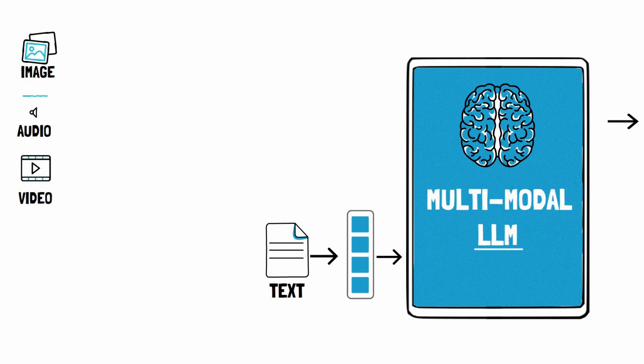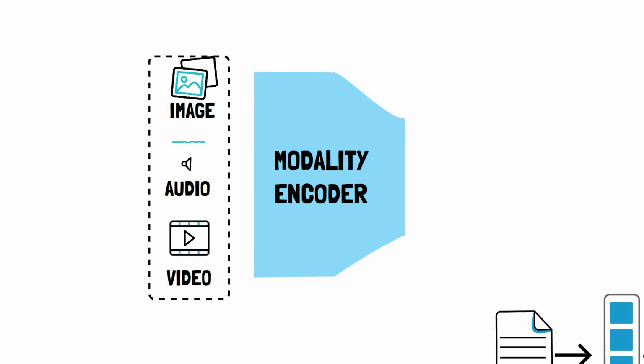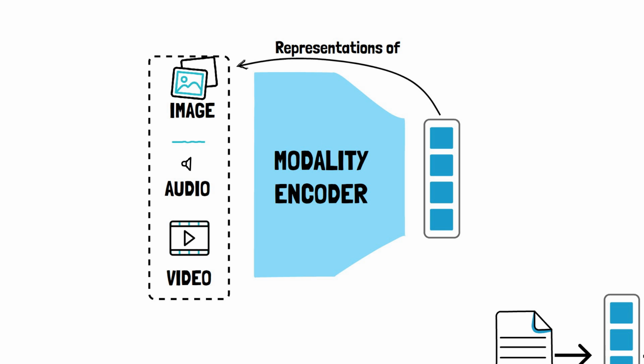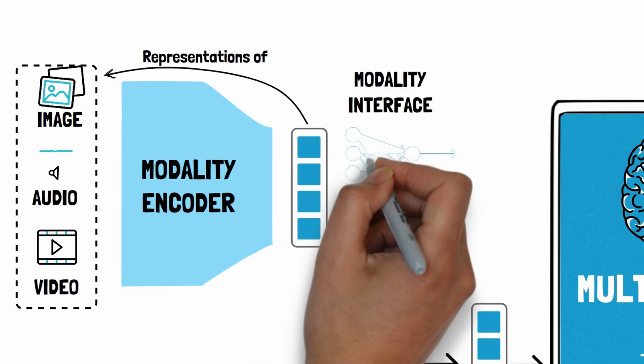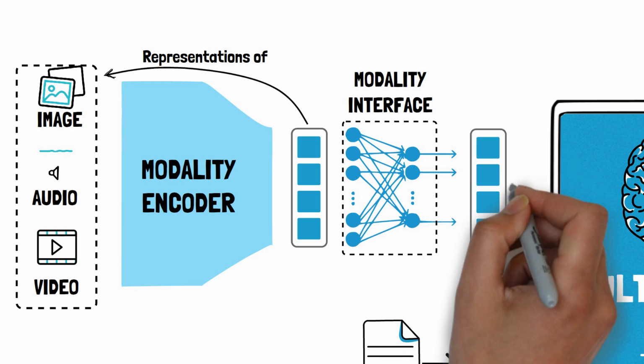To extend this capability, we incorporate modality encoders designed to process specific types of data. These encoders take raw inputs, such as images and audio, and convert them into hidden representations that capture the essential features of the input. These representations produced by the modality encoders need to be aligned with the LLM inputs. This alignment is achieved through a modality interface, typically implemented as a multi-layer perceptron. This layer is trained to project the output representations of the modality encoders into the LLM's embedding space.